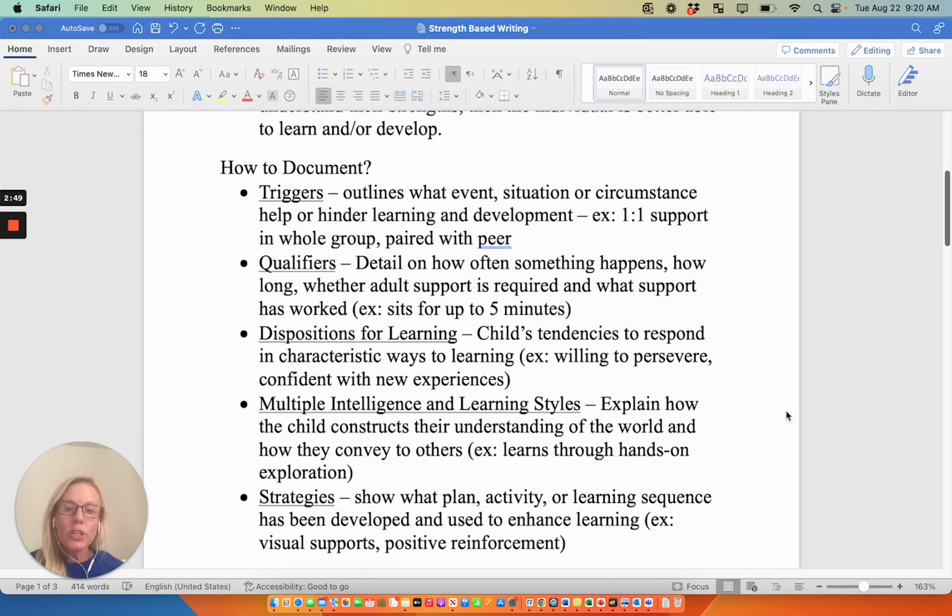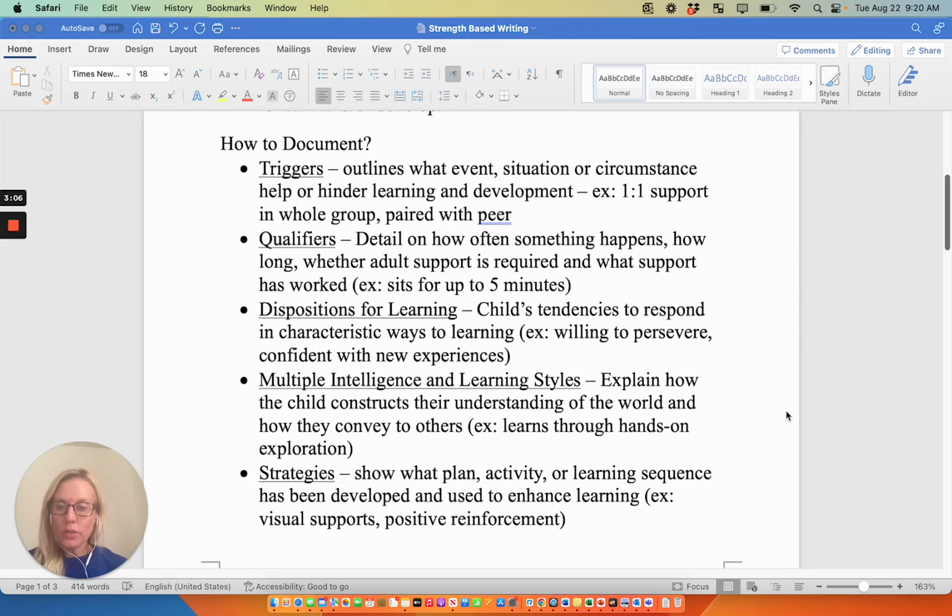Strategies. What strategies have you used, or have the families or previous providers used, to enhance their learning? Visual supports, first-then board, positive reinforcement. What are those types of strategies? Those are some things to consider when documenting using a strength-based approach.